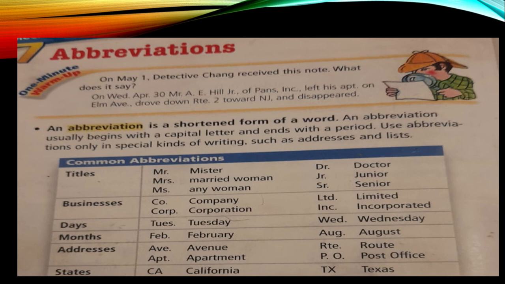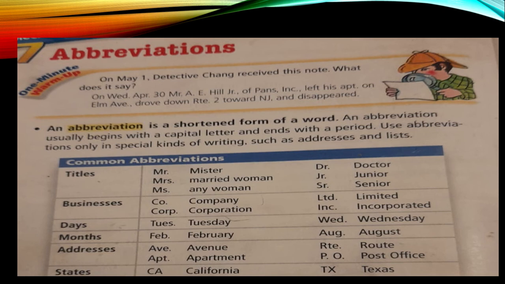Let's read the box and see some common abbreviations. Titles: Mister, Mr. period. Married woman, Mistress, Mrs. Any woman, Miss, Ms. period. Doctor, Dr. Junior, Jr. period. Senior, Sr. period. Capital letters in red, periods in red.